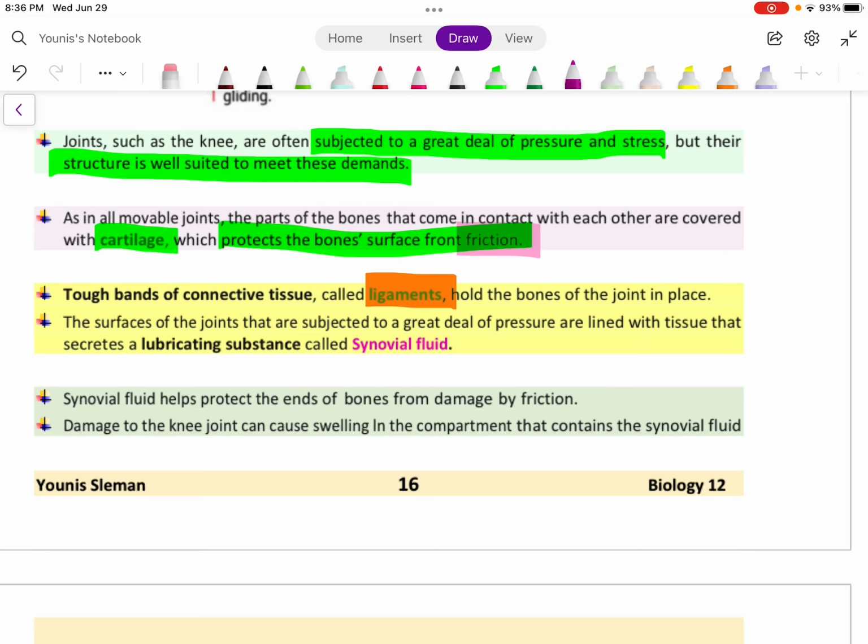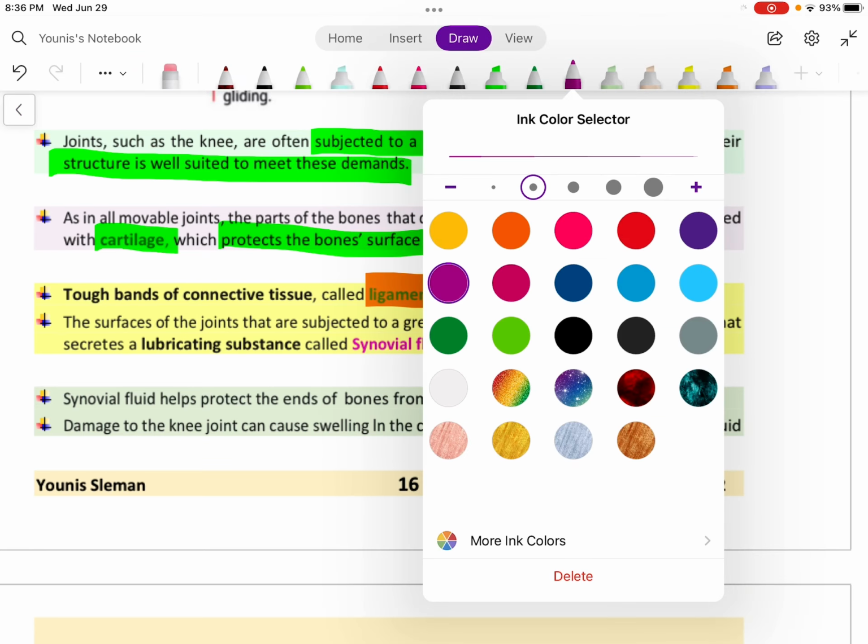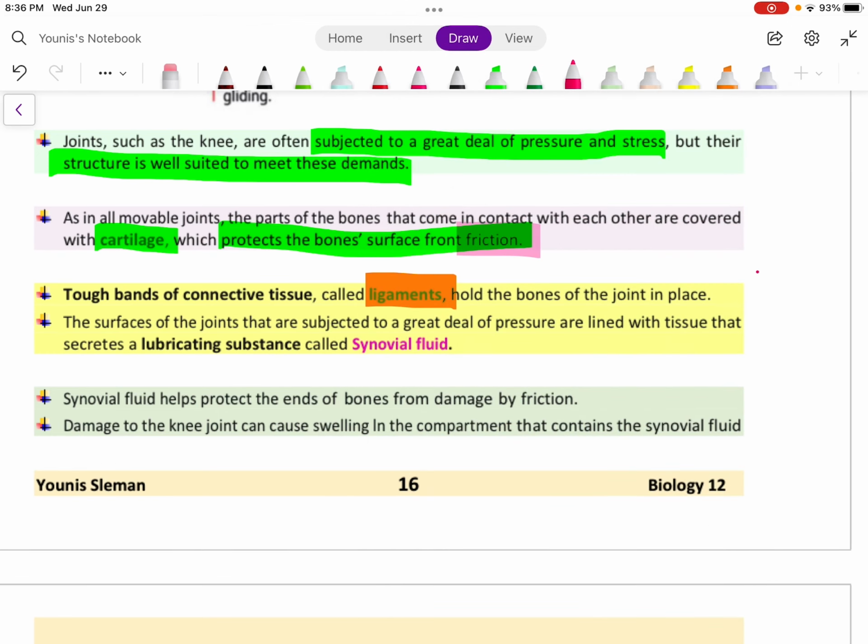joint point. So we can say they connect bone to bone, or they hold the bones of the joint in place. It's like a support. Another structure that is found in the joint is synovial fluid. Synovial fluid is not found in all joints, but in most joints this fluid is present. It's actually a lubricating substance.